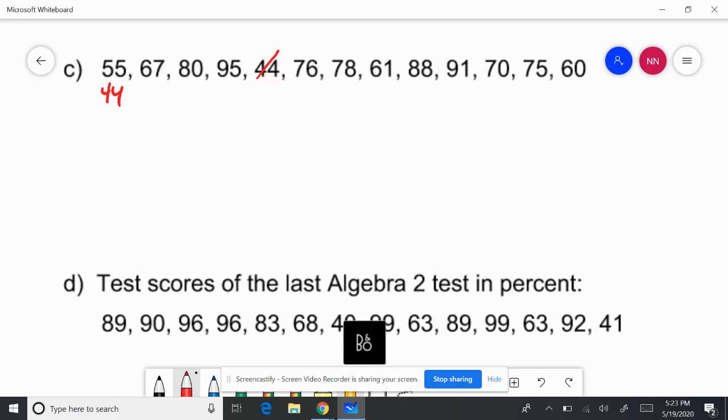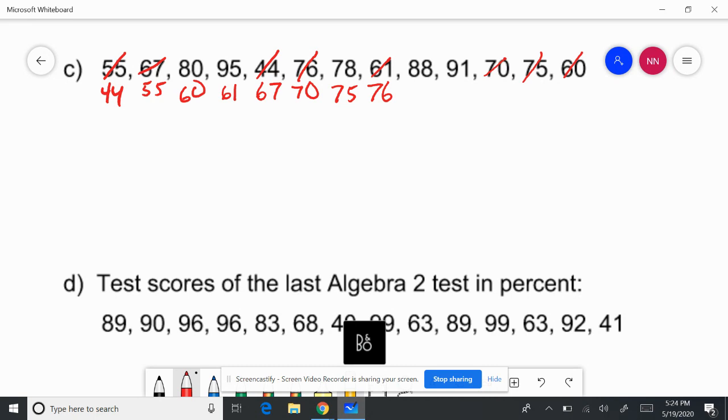And the next one that we have is 55. Then what we have is 60 and 61. The next one is 67. Then we have 70. Our next one is 75. And then 76.